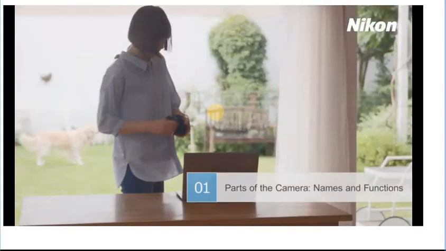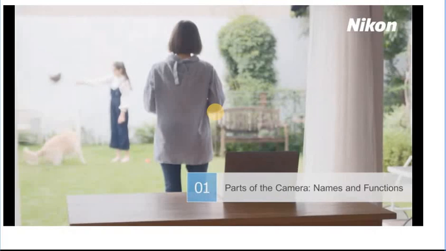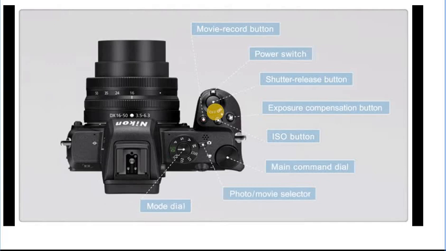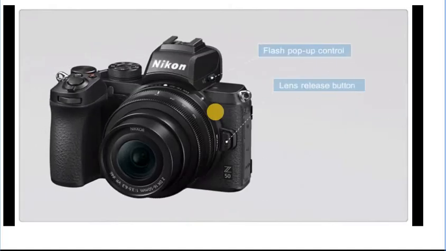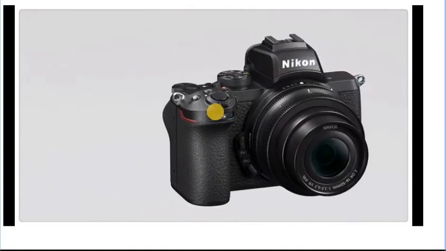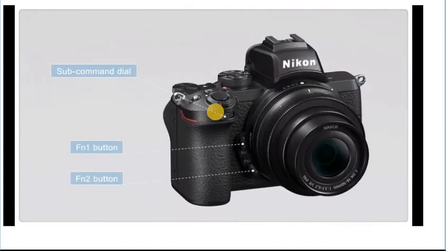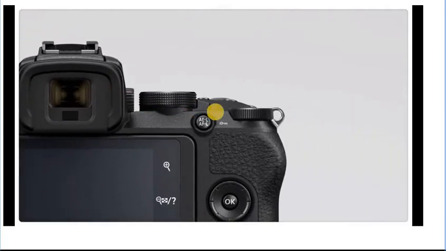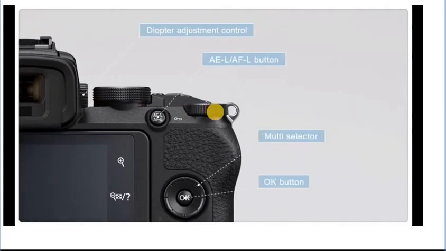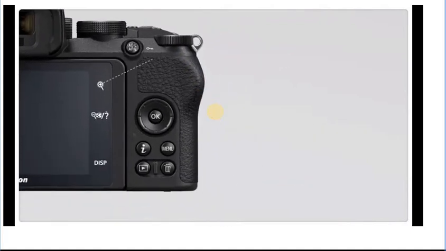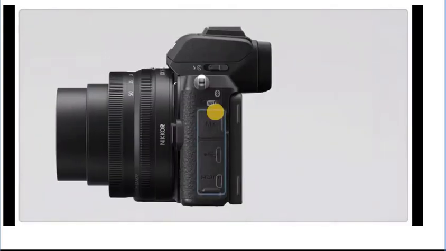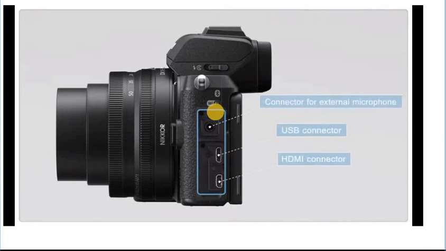This video introduces the names and functions of the parts of the Nikon Z50. These controls are on the top of the camera. These controls are on the front of the camera. These controls are on the back of the camera. These connectors can be found on the side of the camera.